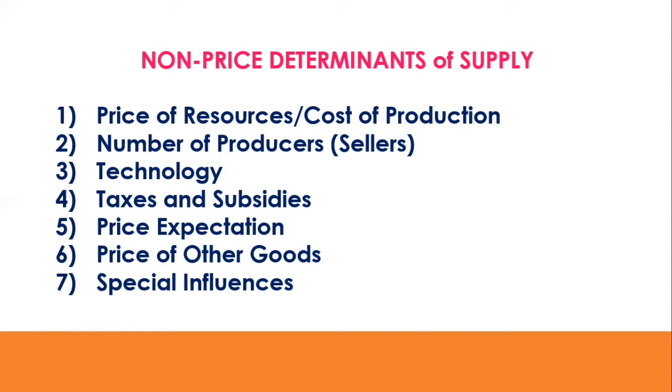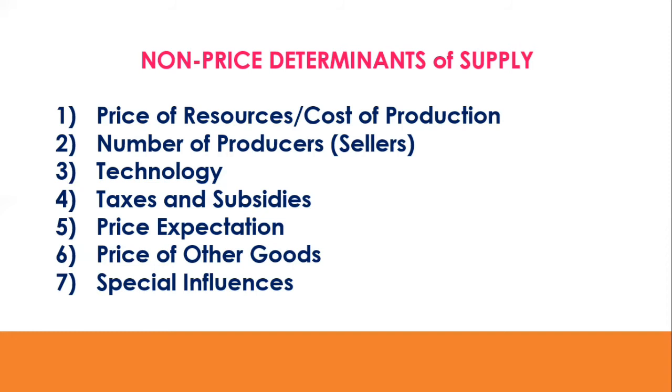And also we have taxes and subsidies. Now, certain taxes increase cost of production. So higher taxes discourage production because it reduces profit. On the other hand, subsidies are financial grants or financial assistance to producers which help reduce cost of production.